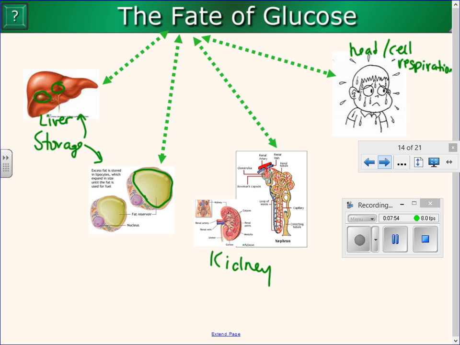Plus, I like to show pictures. Eventually, you're going to have to be able to recognize organs from their appearance when we get into the next set of chapters.